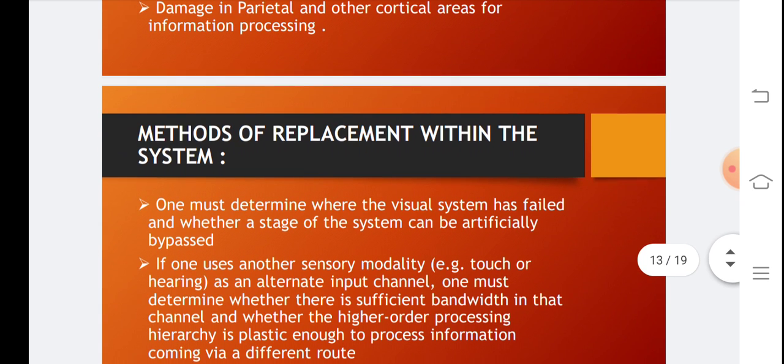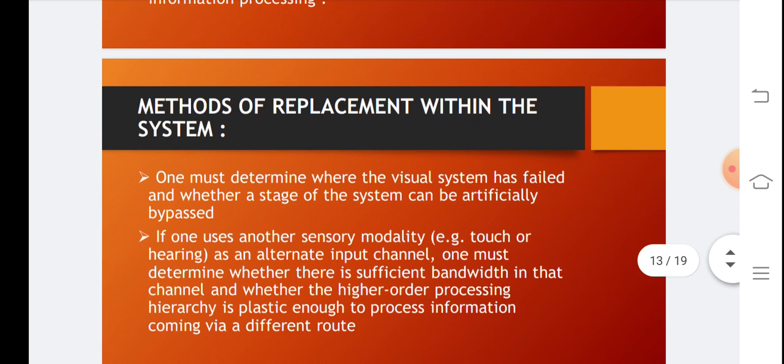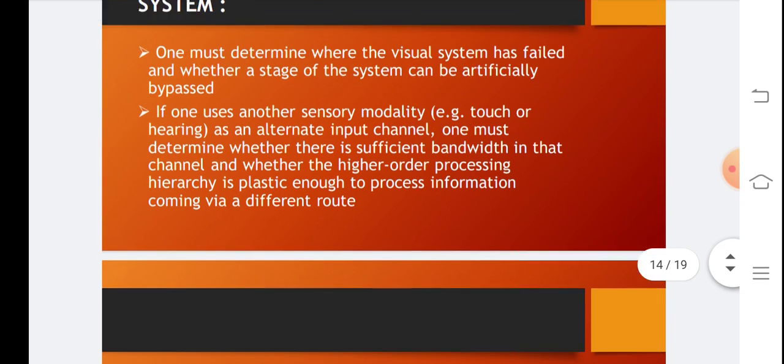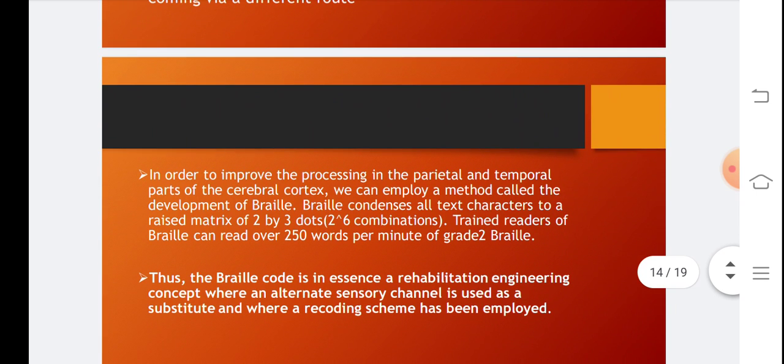Next, methods for replacement of the system. One must determine where the system has failed and whether a stage of the system can be artificially bypassed. If one uses another sensory modality, touch or hearing, as an alternate input channel, one must determine whether there is sufficient bandwidth in that channel and whether the higher order processing hierarchy is plastic enough to process information coming via a different route.